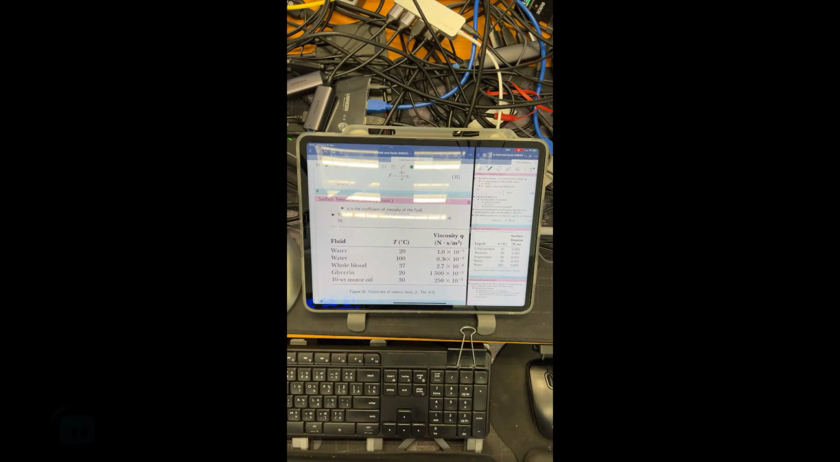Why do we have less viscosity and surface tension?